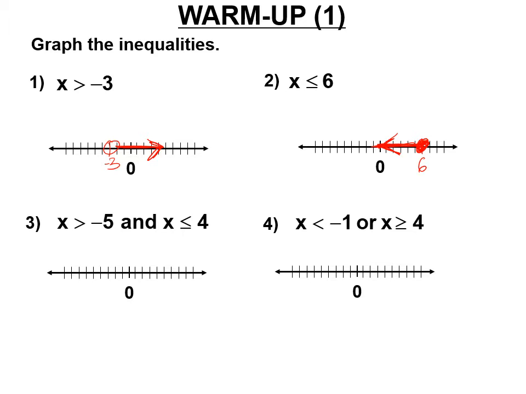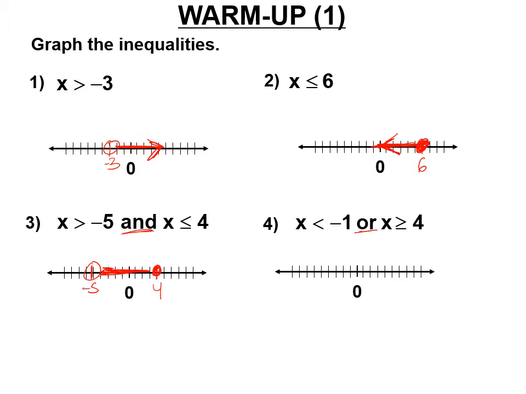We have a compound inequality in 3 and 4. The first one is the "and" variety. X is greater than -5, 1, 2, 3, 4, -5. Open circle. X is less than or equal to 4, 1, 2, 3, 4. Closed circle. And the "and" variety typically is in between, right? These are the numbers that are both greater than -5 and less than or equal to 4.